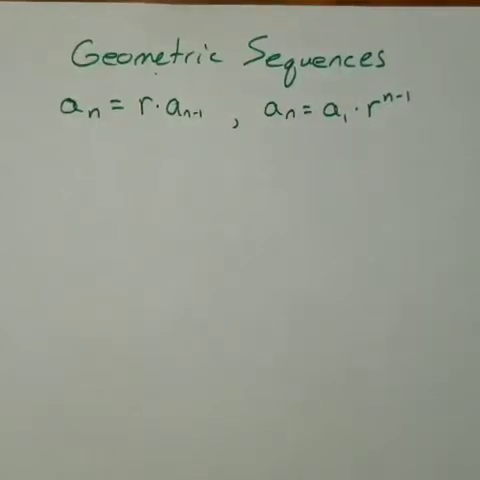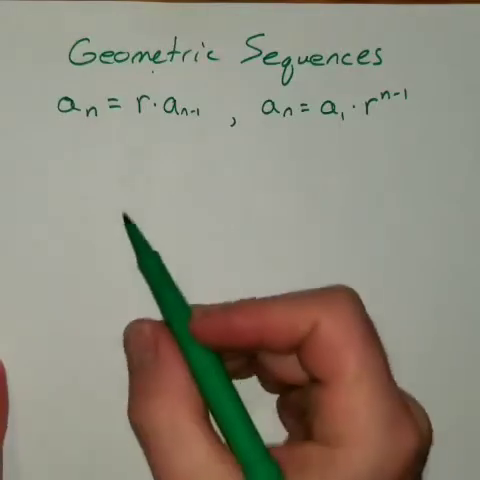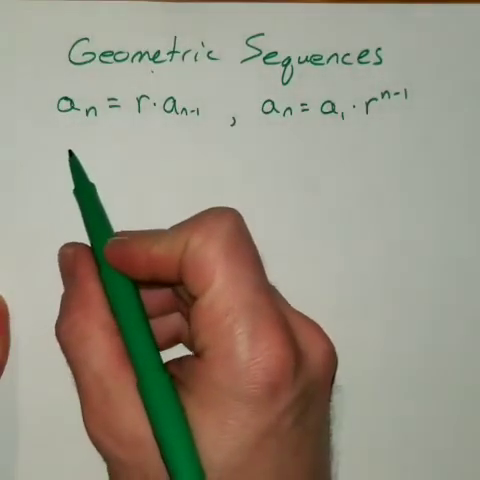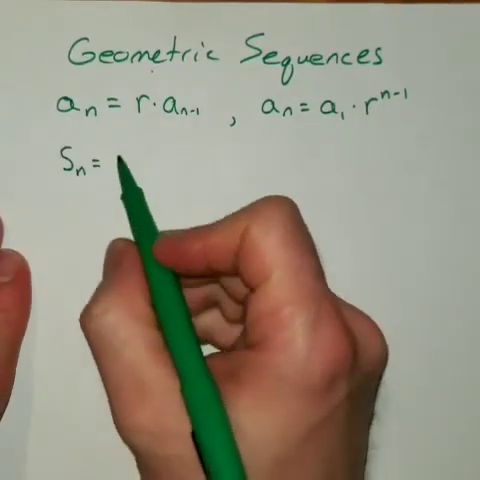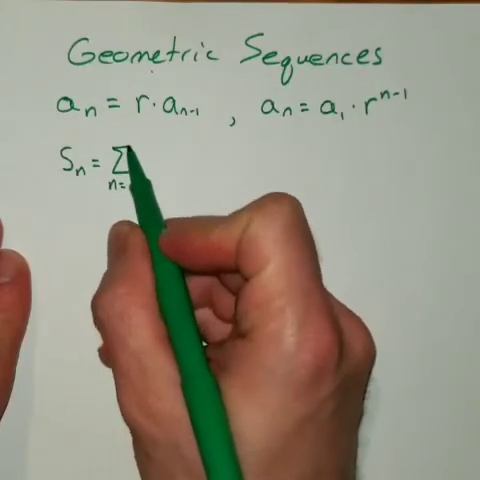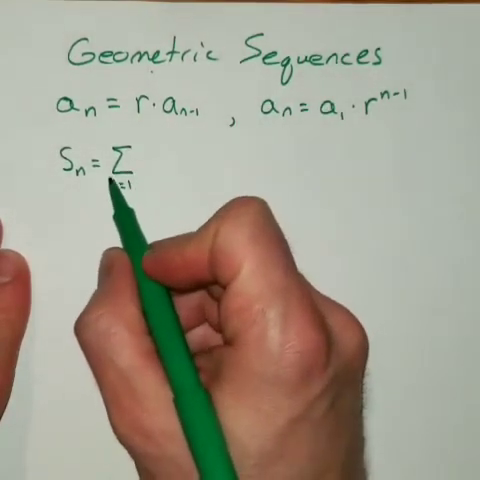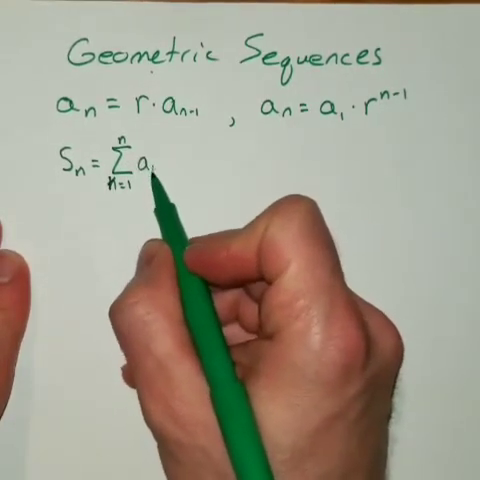Alright, so the last thing we have to talk about with geometric sequences is their sums when you add them together, just like we talked about with arithmetic sequences. What happens is, if you're going to add up the first n terms, that would be notationally the sum from k equals 1 to n of a sub k.